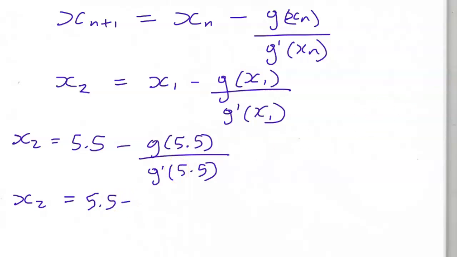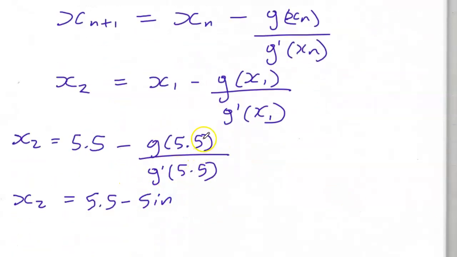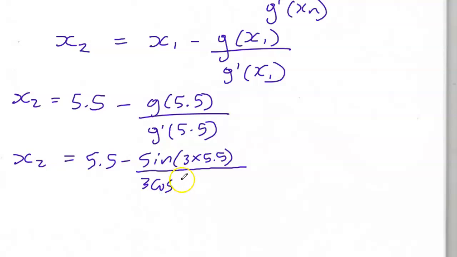So x subscript 2 is 5.5 minus, g of x was sine 3x, so sine of 3 times 5.5 upon, and g prime is 3 cos 3 times 5.5, and you can use a calculator to do that. Alright, let's use our calculator for this calculation. Remember to put your calculator in radian mode. The angle is 16.5, so that would be 5.26 if I'm just working with 2 decimal places.